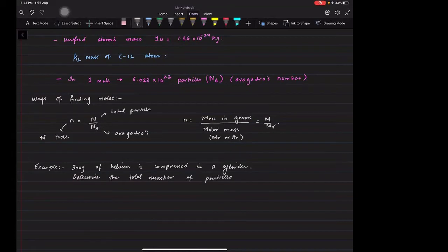Okay. Determine the total number of particles of helium-4 2. Chalo jaldi se nikalo. 200 grams of helium is compressed in a cylinder. Determine the total number of particles in helium-4 2.